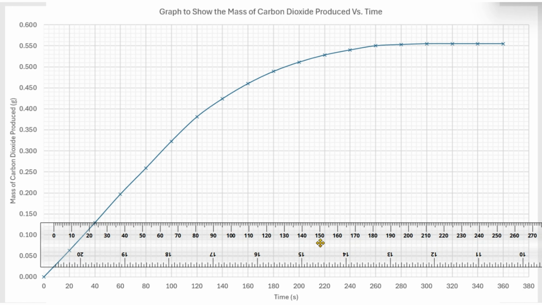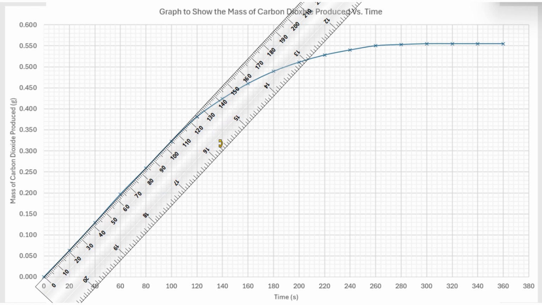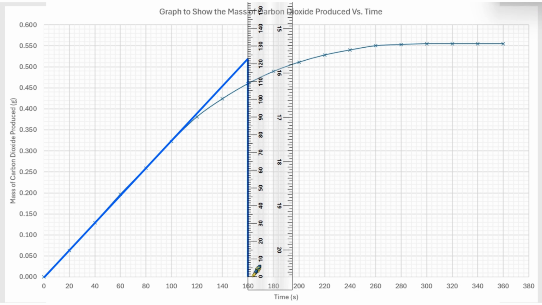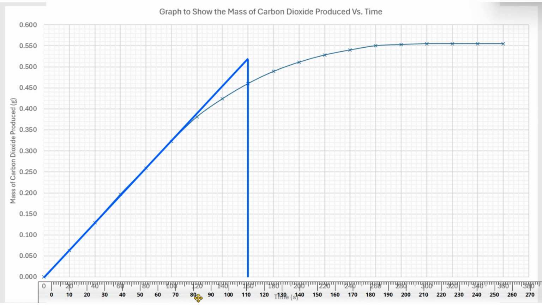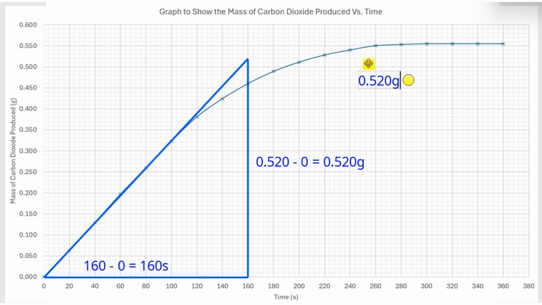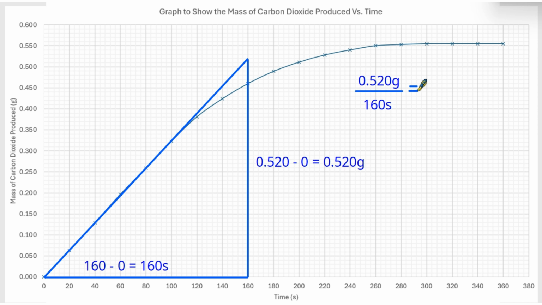The initial rate is the slope right at the start. How would you draw this? At time equals 0, set the ruler so it follows the steepest, earliest part of the curve, then extend the line and use 2 far apart grid points. Using 0 to 160 seconds, the line rises from 0 grams to 0.52 grams. So the initial rate is 0.52 grams divided by 160 seconds, which equals 3.25 times 10 to the power of minus 3 grams per second.